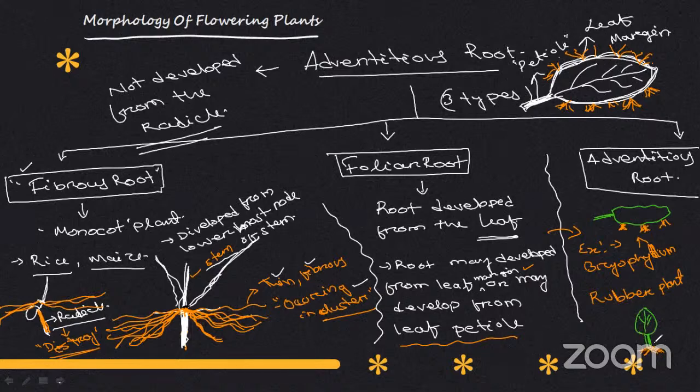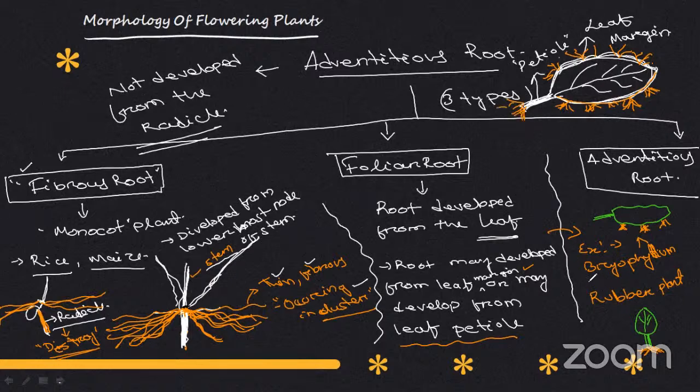So this is the petiole. That petiole is also a part of your leaf. So it is not the taproot, it is the adventitious root. So simply we have to remember foliar root. Foliar root means the root that develops from the leaf. It may develop from the leaf margin, or in some cases from the petiole of the leaf.